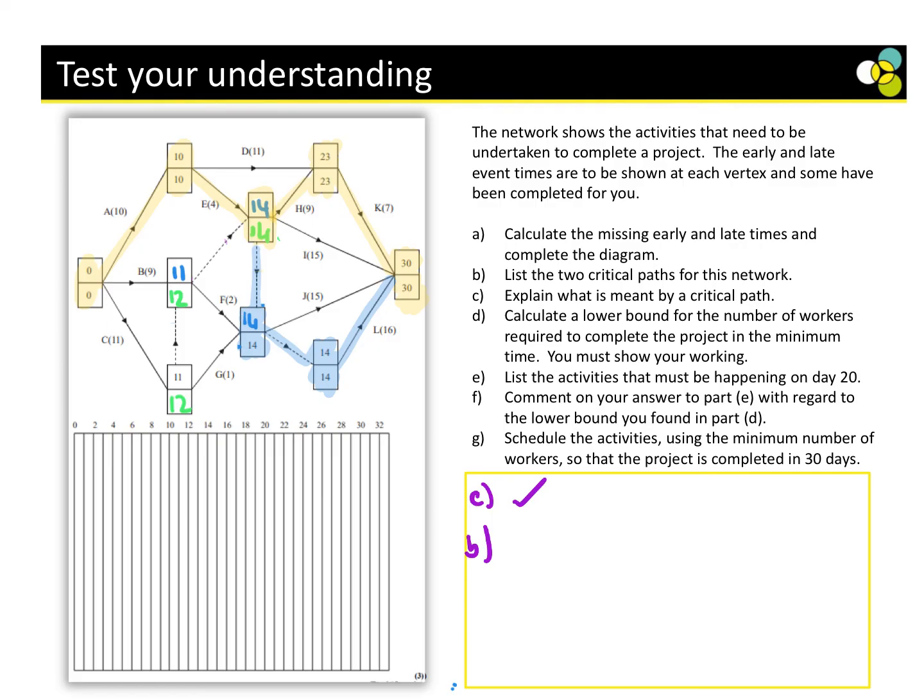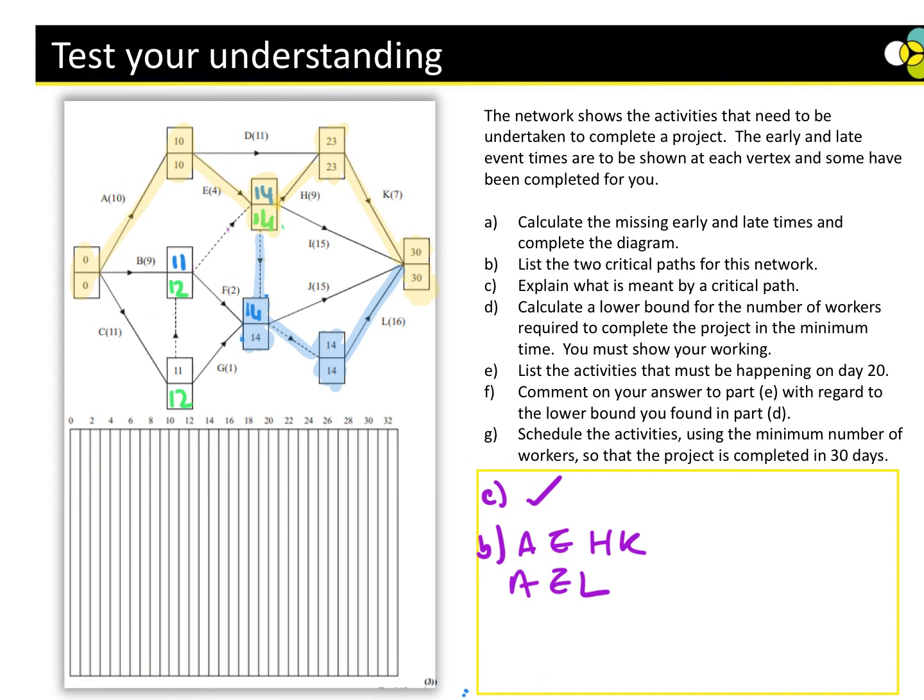So we could do A, E, H, K, or A, E, L, sorry, there is no F. Completely correct. Okay, so we need to make sure that with the critical path, a few key words that we're looking for is float, 0. Okay, what is a path? And about the critical activities, they have to happen when they happen.